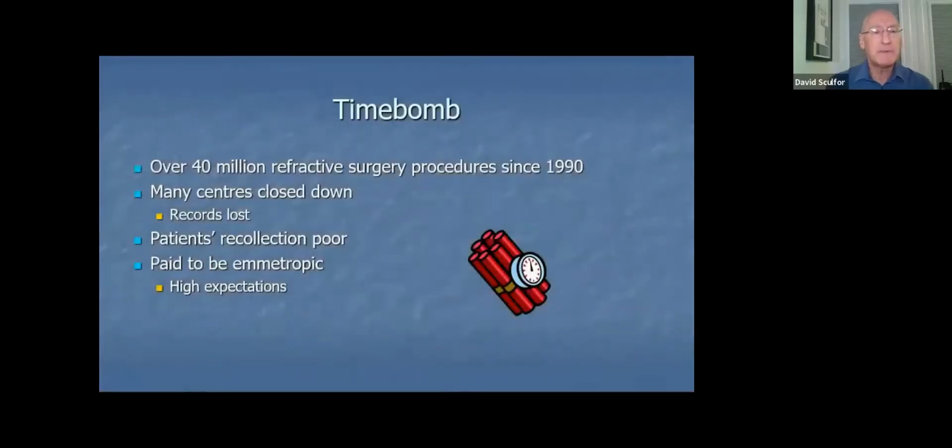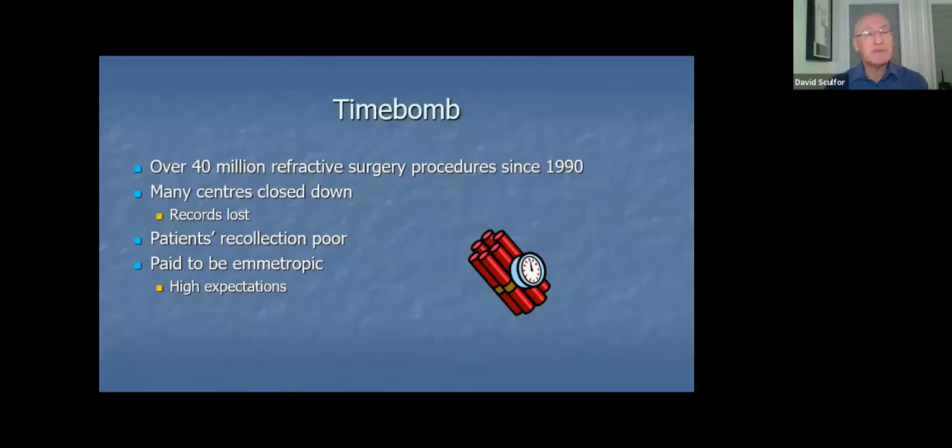So the problem is it's a bit of a time bomb. There have been well over 40 million refractive surgery procedures worldwide since 1990. And you'll remember that back in those early days there was a huge rush to get this done. There were lots of patients who had this sort of pent-up demand, who were very keen to have their refractive surgery procedures. So there were a huge number carried out in the 90s, but then the centres closed down because they were no longer seeing enough patients. The equipment was moving on so quickly they couldn't afford to keep investing in new equipment every couple of years, but you had to keep up with the technology. So those centres closed down, and in many cases the records are lost.